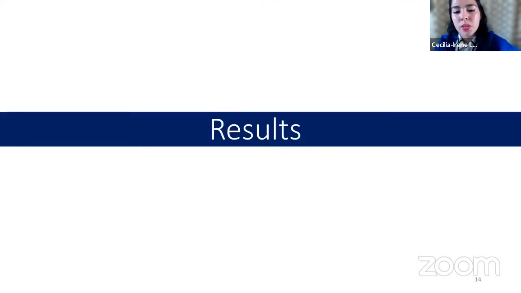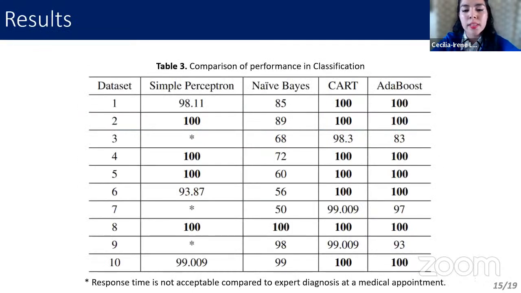Now I will comment on the results obtained. As shown in the table, for each dataset the respective percentage of correct classification, or accuracy, was obtained. The simple perceptron algorithm achieved 100% with datasets 2, 4, 5, and 8, while the CART algorithm and AdaBoost achieved 100% with datasets 1, 2, 4, 5, 6, 8, and 10. On the other hand, the worst performance was obtained with the naive-Bayes algorithm.